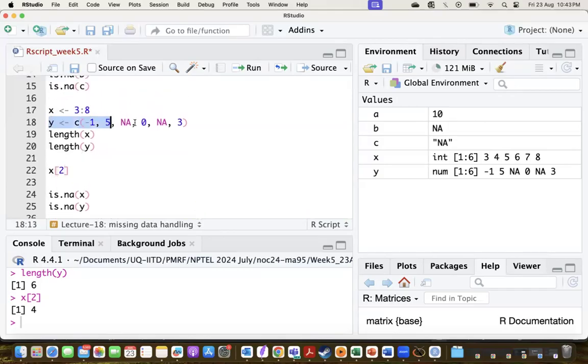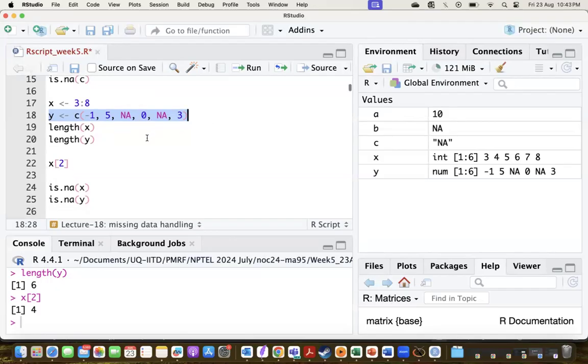Now, had this been a very long vector, here I can see that there are 6 elements and the third element and the fifth element are NA. But if it was a very long vector and there were multiple NAs here and there, and I wanted to get the positions where the NA is, I would like to write a command for it.